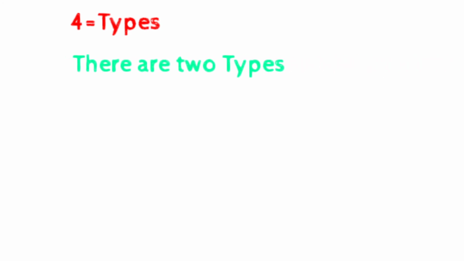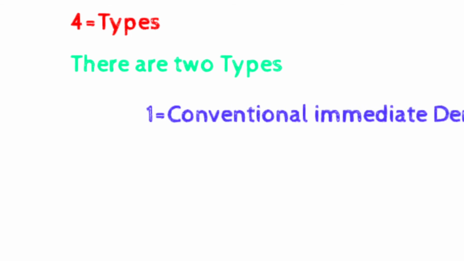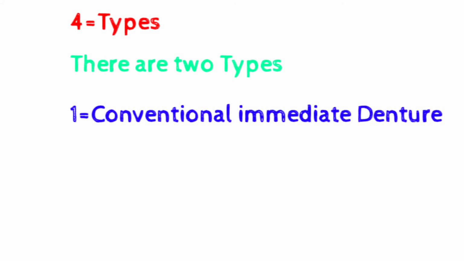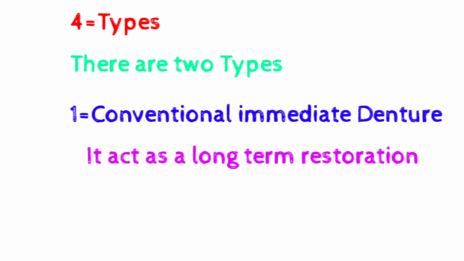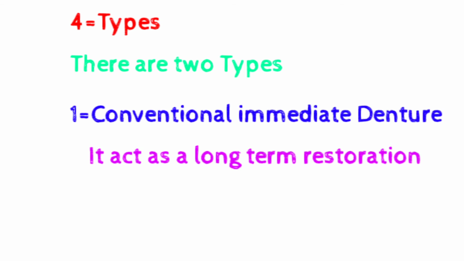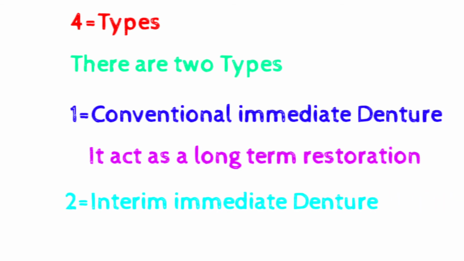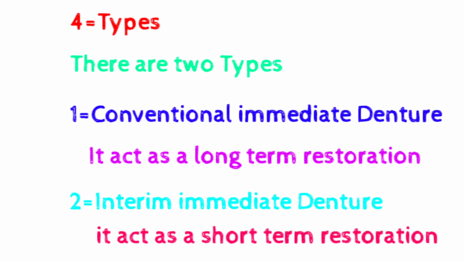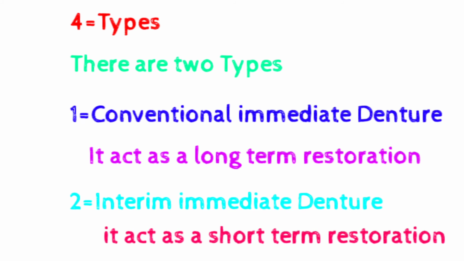Now come to the types of immediate denture. There are 2 types of immediate denture. Number 1 is conventional and second is interim. Number 1 is the conventional immediate denture. It acts as a long-term restoration. We give it for long-term restoration. Second is interim immediate denture. It acts as a short-term restoration, then we replace it by long-term restoration after 6 months.